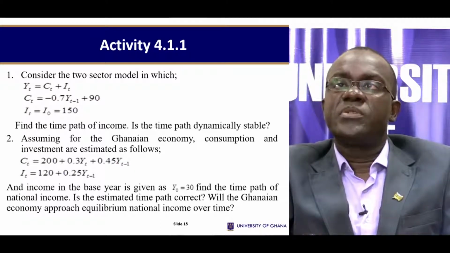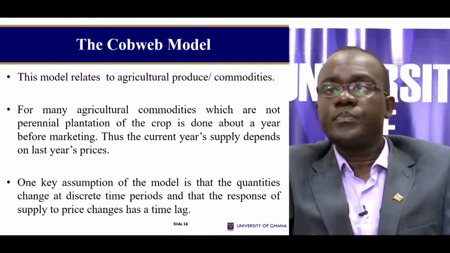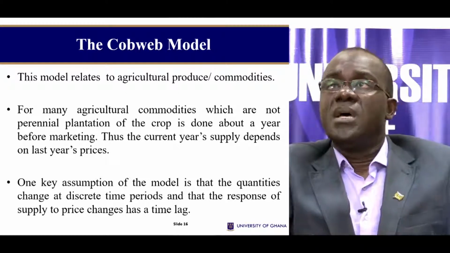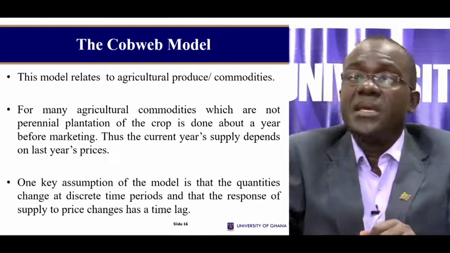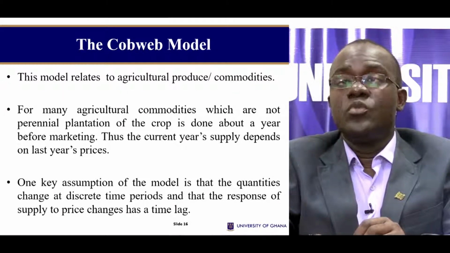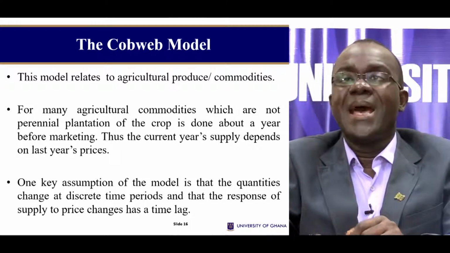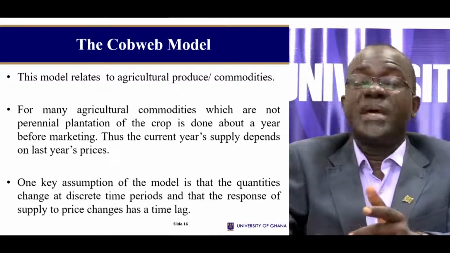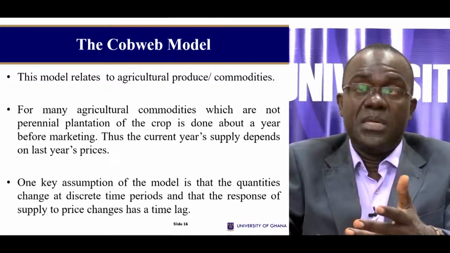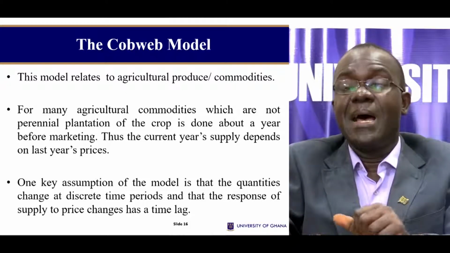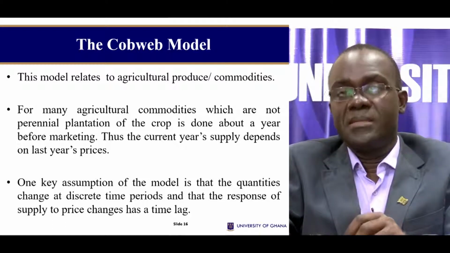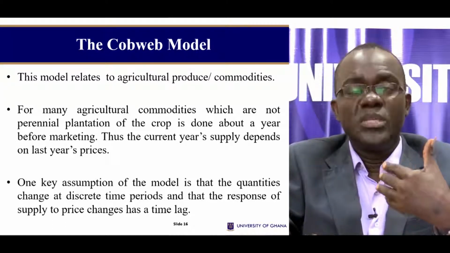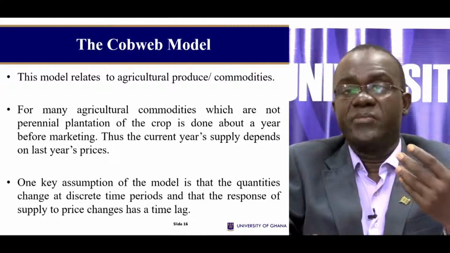I have some examples for you. Please try them. Let's look at the Cobweb model. This model more or less deals with agricultural products. You know that if you look at agricultural products, you plant today not knowing what the price is going to be when your products are out. So your decision to produce today will depend on previous year's prices, for example.